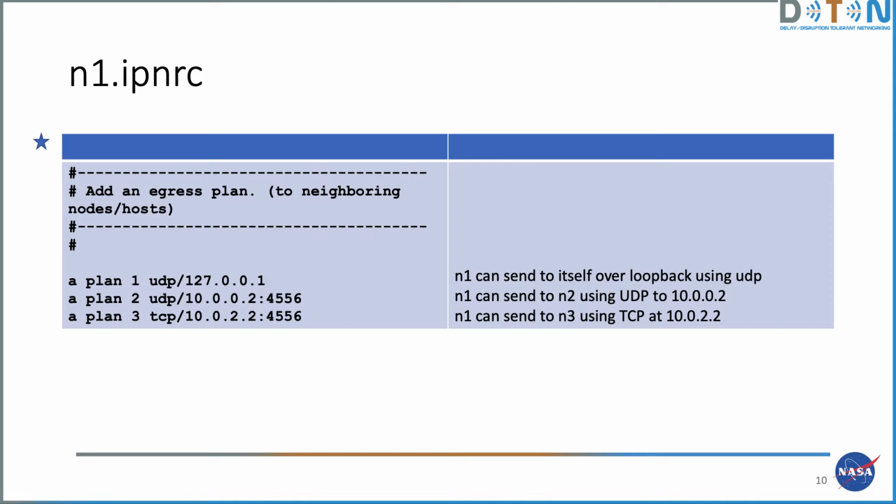So these are how to get to your immediate neighbors. This doesn't have anything to do with multi-hop communication. This only lists the nodes for which we have direct connectivity via some convergence layer.